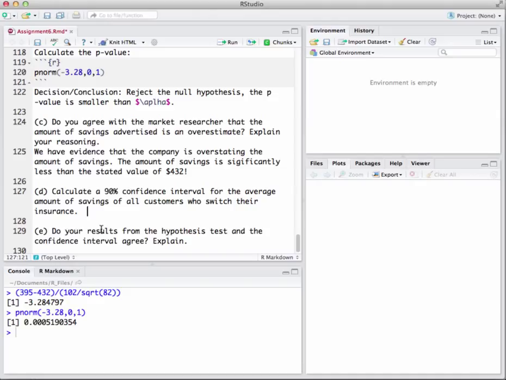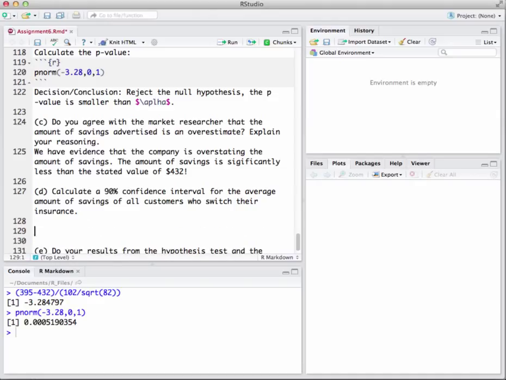Okay, calculate a 90% confidence interval for the average amount of insurance all customers switch. In other words, they want us to do a 90% confidence interval, and then they want us to do something about showing that it is congruent with our previous results. Okay, so how do we go about getting a 90% confidence interval?